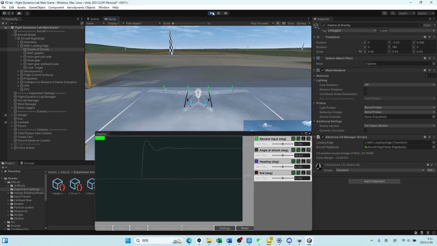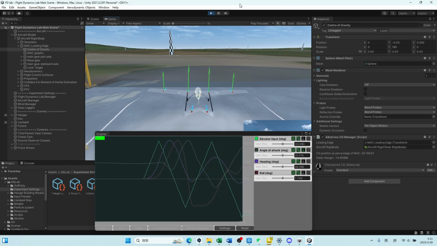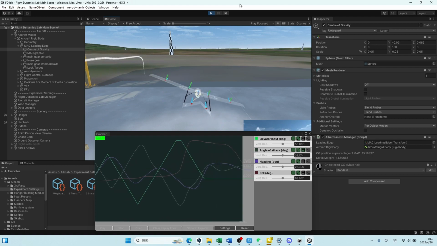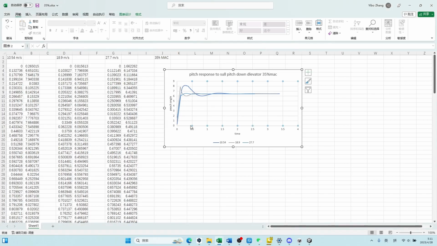Part 4 is dynamic control response. In this part, I use a CG position of 35% MAC. There are three speed simulations that I used. As you can see, the faster the speed, the faster the response time. There is a shorter time to respond.